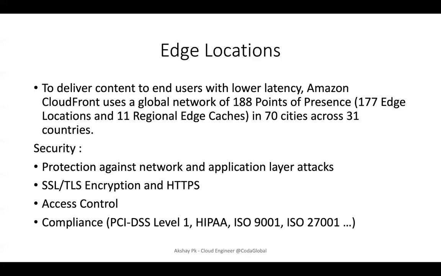Regarding the edge locations, we now have 216 points of presence. This slide was taken a long time back. The security features these edge locations provide are pretty cool, because they protect you from network and application layer attacks when you include a web application firewall with your edge location. By default, you get SSL or TLS encryption in transit by using HTTPS. You can configure your own access control, wherein you can specify that a particular country should not access your application. The edge locations are also compliant with PCI DSS Level 1, HIPAA for health-related data, and the ISO certifications.